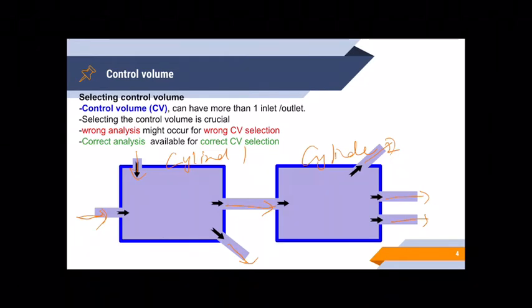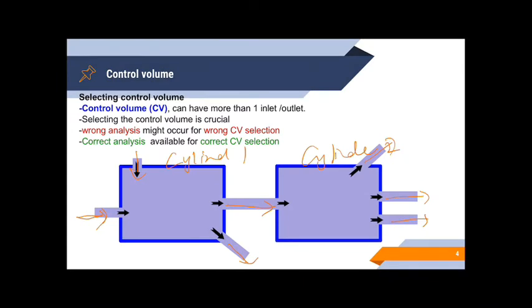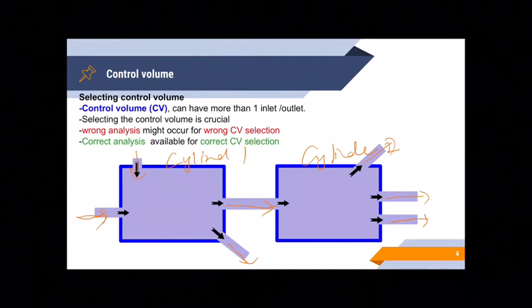Then to set up the control volume, we need to have imaginary boundaries. So we know that we do have real boundary condition and imaginary boundary condition. Our real boundary condition, definitely, is the surfaces here, right? The blue color, the surfaces. But we want to have imaginary boundary. So usually students or even scientists can mistakenly set up the wrong analysis because of the wrong control volume selection.